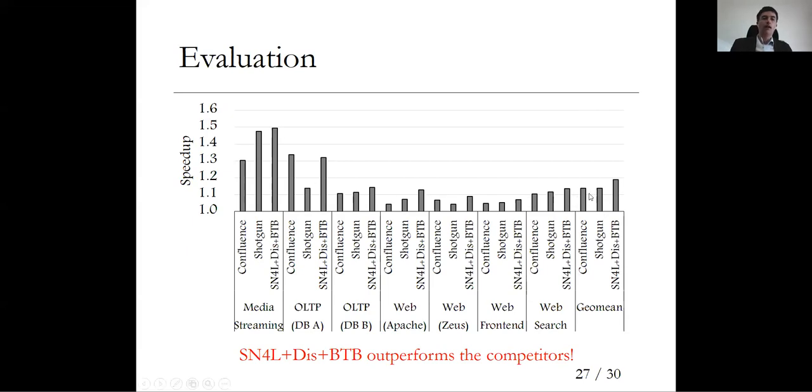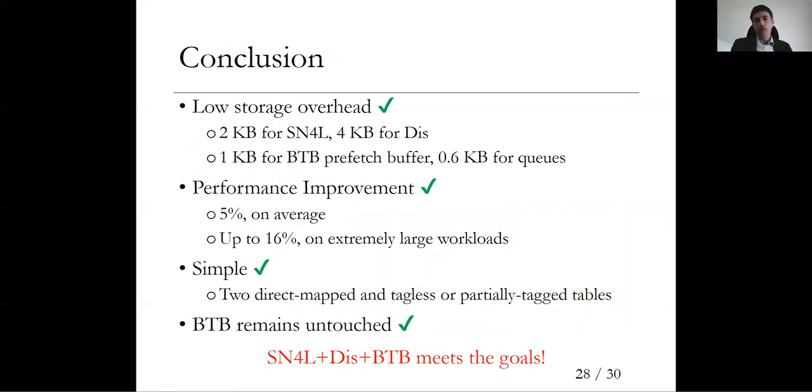And if we look at individual benchmarks, we see that in almost all the benchmarks, our proposal is either the best or very close to the best. So it shows that it offers good performance, both for workloads with modestly sized instruction footprints and for workloads with very large instruction footprints. Okay, this proposal consists of three different components: a sequential prefetcher, a discontinuity prefetcher, and the BTB prefetcher, which work synergistically together to eliminate instruction and BTB misses. Our proposal improves the performance as compared to Shotgun, 5% on average and up to 16%.